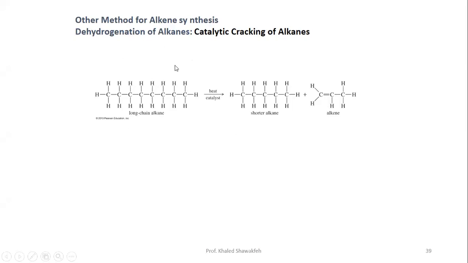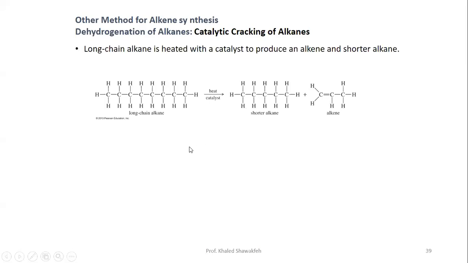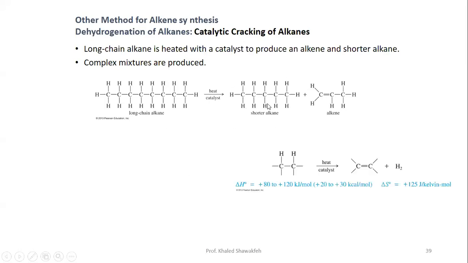In the remaining minute, I'm going to tell you quickly about a method for alkene synthesis, which is catalytic cracking. This is done in industry: the long chain alkane is heated with a catalyst, and H2 is removed from it. This long chain compound splits into a shorter alkane, and the remainder forms an alkene type of product. So this is called cracking. The long chain alkane is heated with a catalyst and produces alkene and shorter alkane. Complex mixtures are usually produced, so more than one type can form.